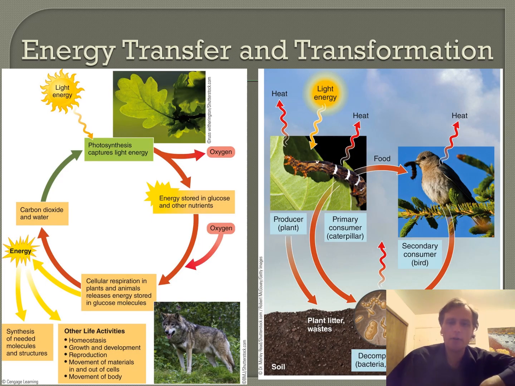Energy transfer and transformation. This one's straight out of your textbook. We're going to start right from the beginning here. Energy from the sun comes in as radiant energy. So that radiant energy is going to be transformed into chemical energy. So photosynthesis captures that light energy, or radiant energy, producing glucose. That's a sugar molecule, the product of photosynthesis.